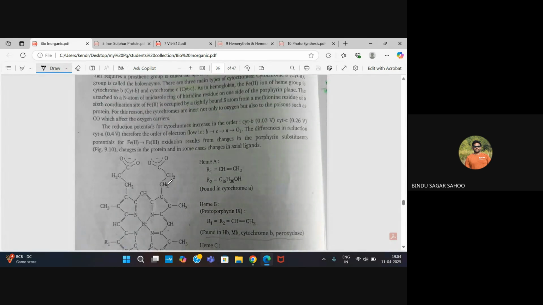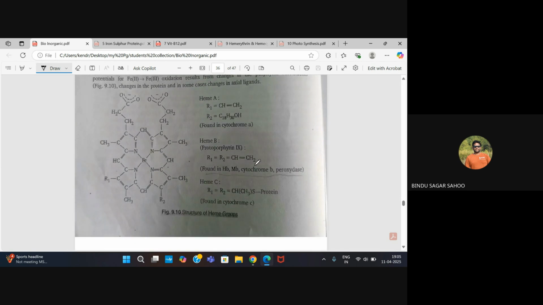And we can say this heme group can also be classified into different types: heme A, heme B, or heme C. When I'm saying heme A, that means this R1 group particularly should be this CH=CH2. When I'm saying heme B, this one will be protoporphyrin, that means R1 and R2 should be similar. Mostly heme A type groups are available in the cytochromes. Which type of cytochrome? Particularly cytochrome A.